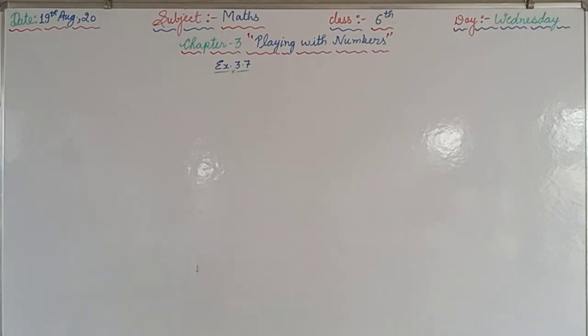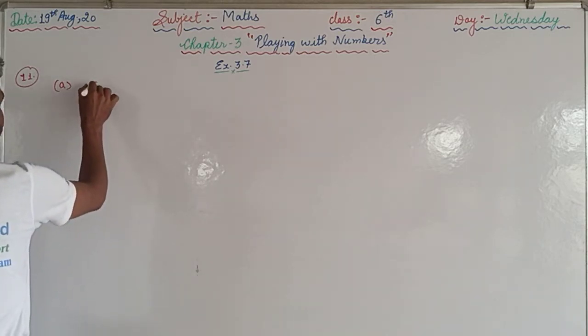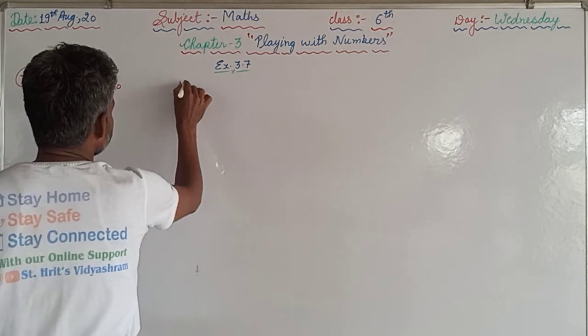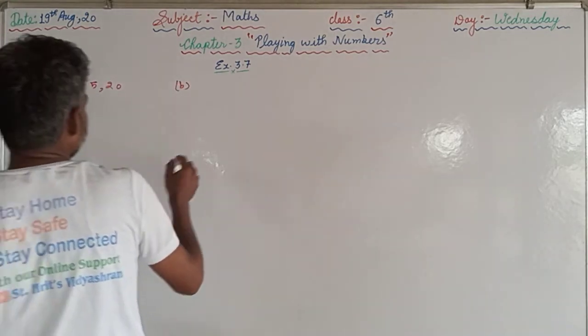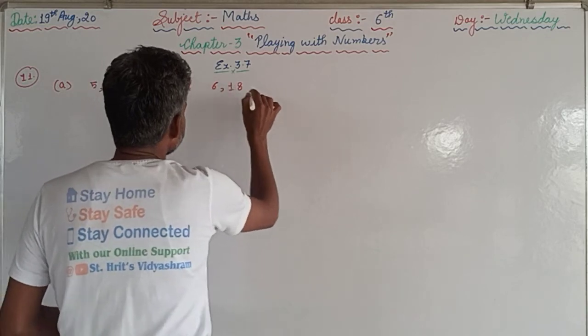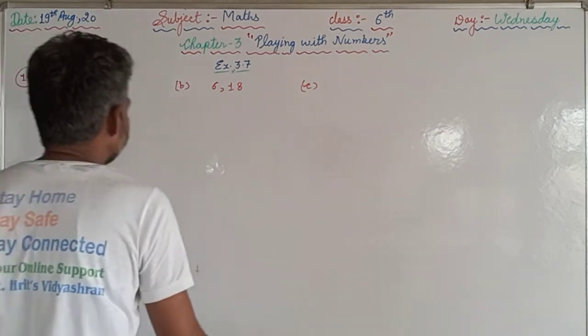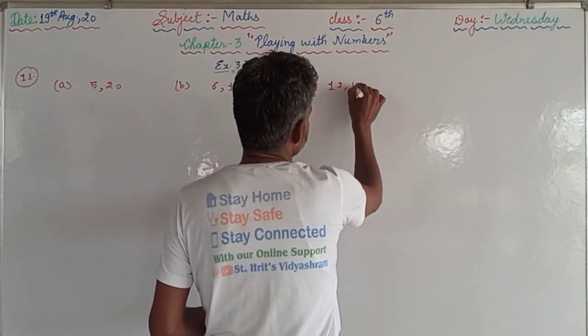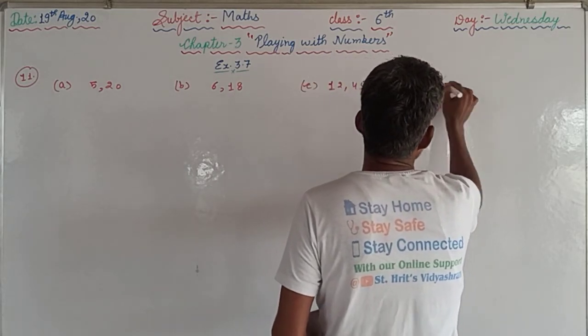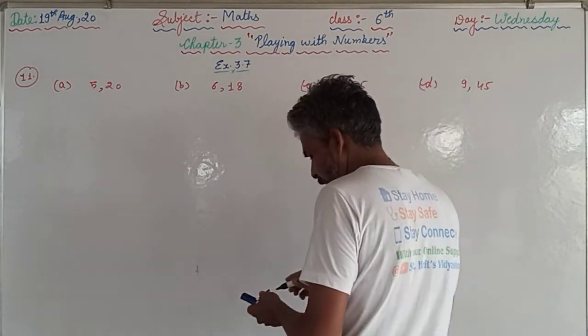Question number 11 is find the LCM of the following numbers. Again, 4 parts are given there. First one is A, that is 5, 20. B, that is 6, 18. And C, that is 12, 48. And D is 9, 45. We have to find the LCM.